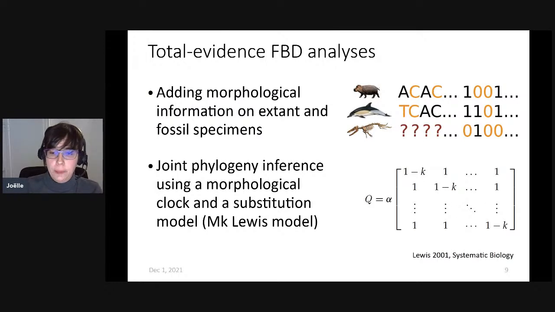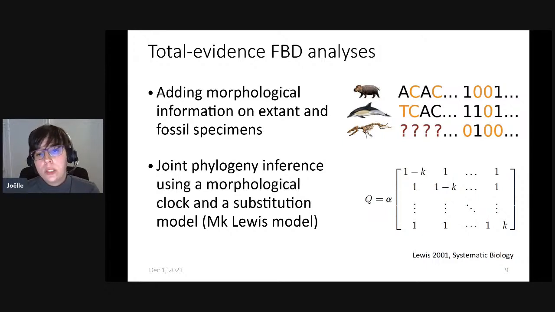And as I think April has mentioned before, the substitution model that's used is usually a version of the MK-Lewis model, which is essentially a JC69 substitution model that's been extended to an arbitrary number of states. And there are extensions of that model. I mean, you can partition your alignment by number of states, for instance, which means that you put all the binary characters on one side, you put all the ternary characters together, and so on and so forth. There are also some ways to accommodate ordered characters.